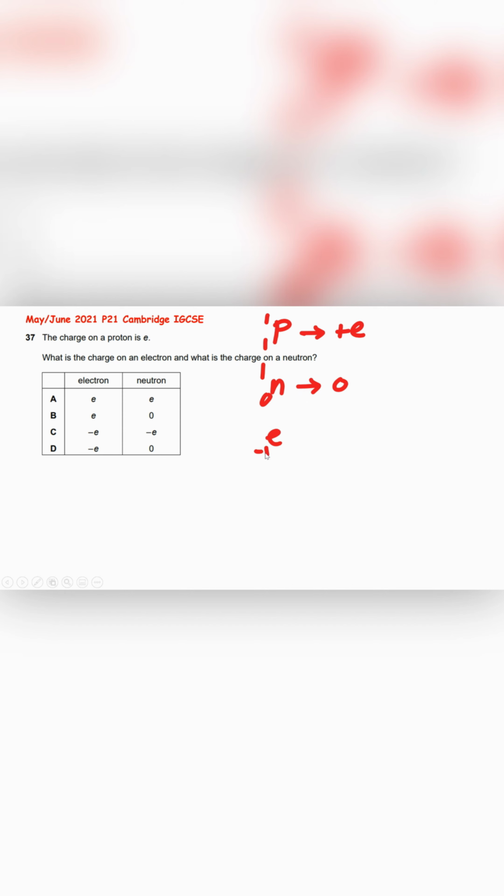And for the electron here, which is minus one and zero, the zero mass number and negatively charged, revolving around the positive nucleus. So the correct answer is D.